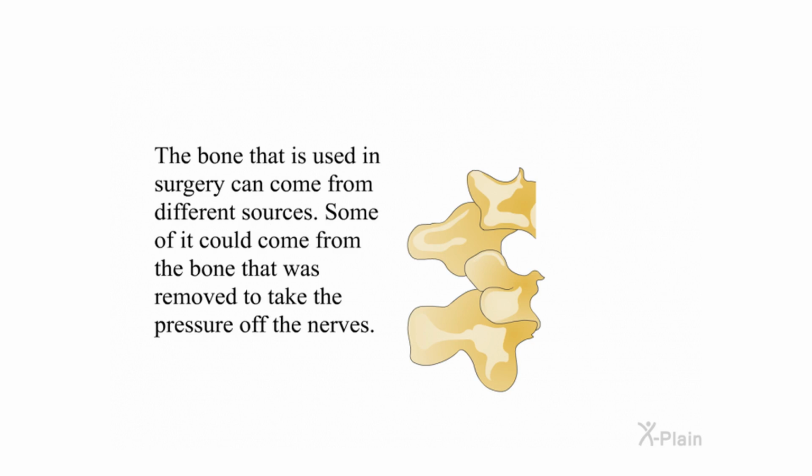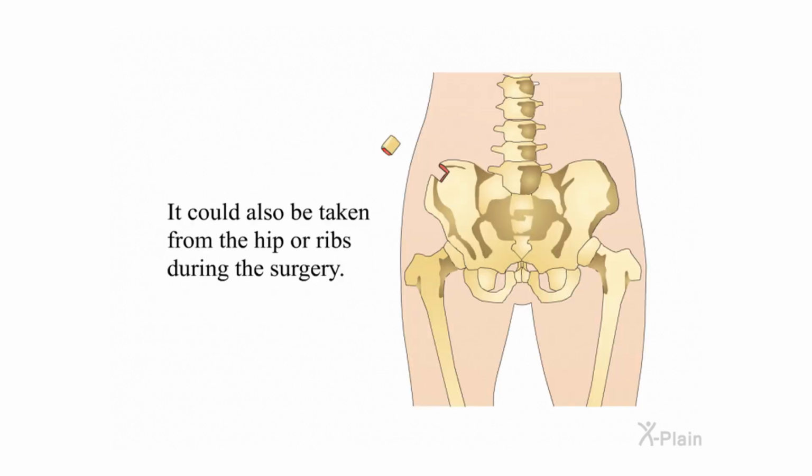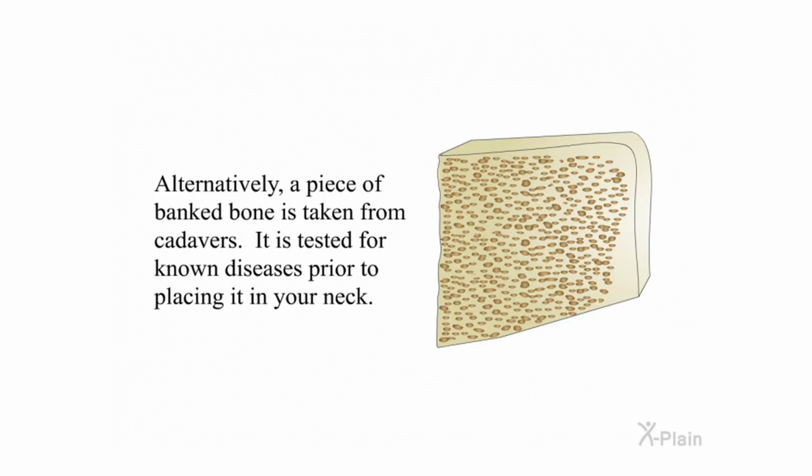The bone that is used in surgery can come from different sources. Some of it could come from the bone that was removed to take the pressure off the nerves. It could also be taken from the hip or ribs during the surgery. Alternatively, a piece of banked bone is taken from cadavers. It is tested for known diseases prior to placing it in your neck.